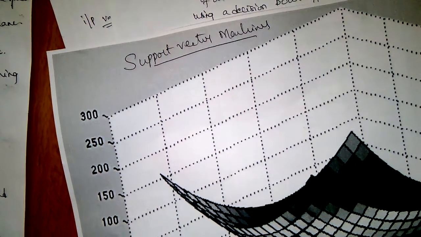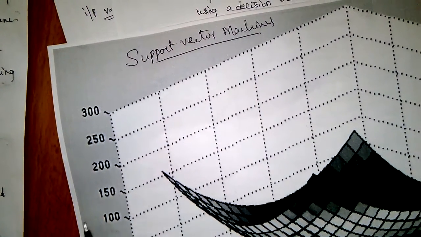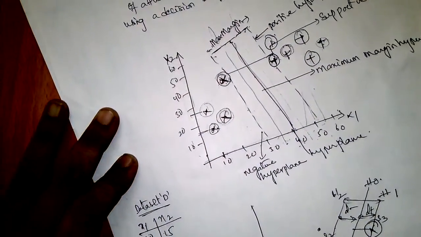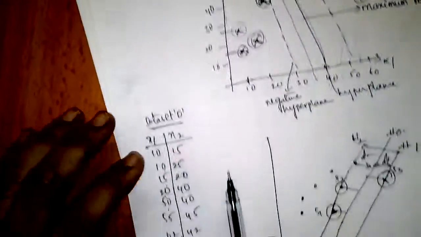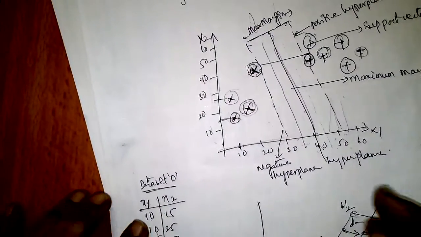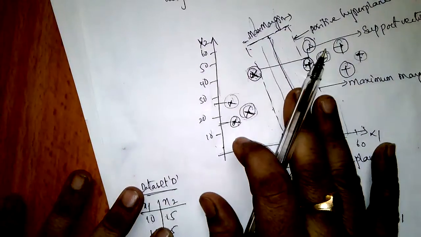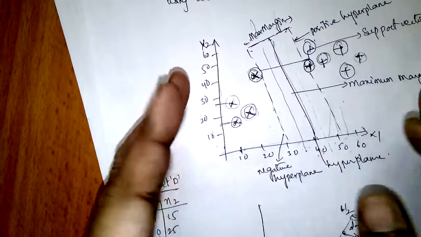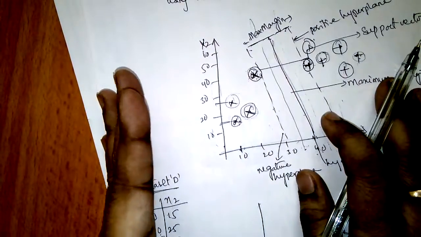Hello students, in this video we will discuss support vector machines, its input and hyperplane. In the last video we discussed that in a support vector machine the given data set is plotted in an n dimensional space as vectors. Based on this we will divide the data into different classes.